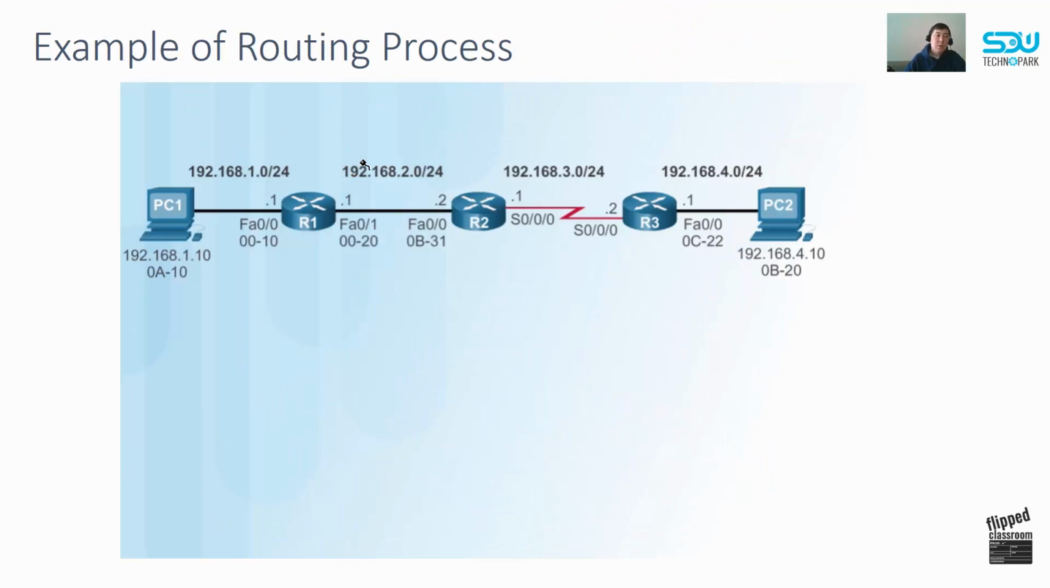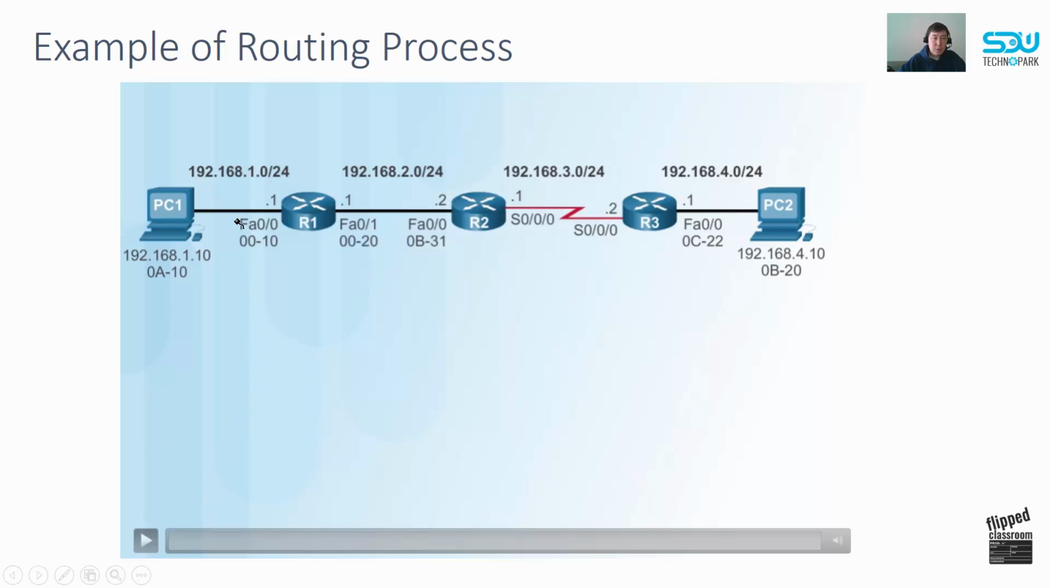Alright, now let's take a look at an example of routing in process. In this example we have networks 1, 2, 3 and 4, and communication will be happening from PC1 to PC2. We also have IP addresses provided here. As you see, the IP address of PC1 is 1.10. The IP address of the router's interface FA0/0 is 1.1, and here we have 2.1, 2.2, 3.1, 3.2, 4.1 and 4.10.